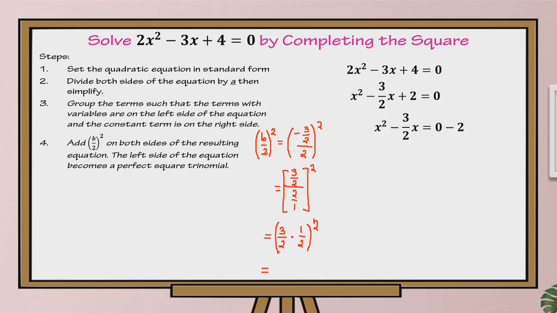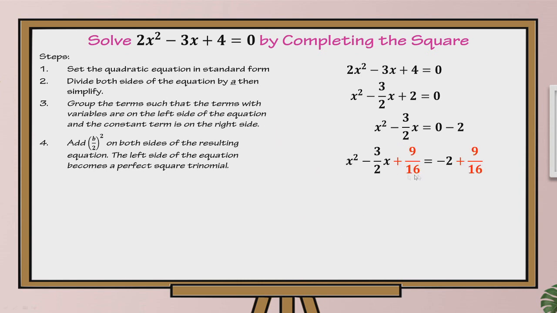So we have 3 times 1, that will be 3. 2 times 2, that will be 4. And then, squared. So the final answer will be 9 over 16. So paano naging 9 over 16? 3 squared is 9 and 4 squared is 16. Kaya yung number that we're going to add to our quadratic equation is positive 9 over 16. So now this side is already a perfect square trinomial kasi ang 9 over 16 ay perfect square.